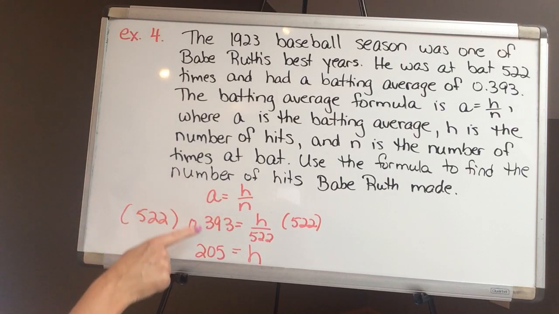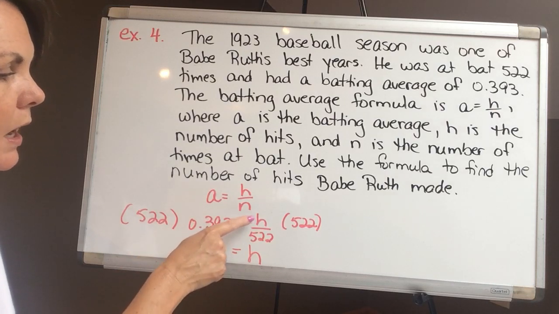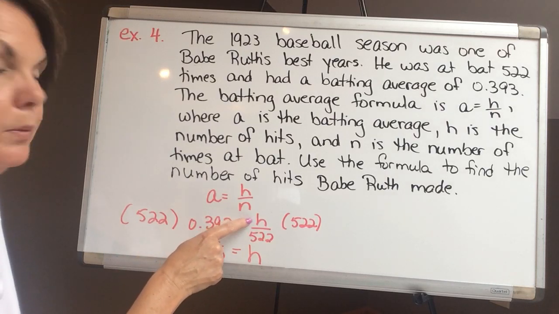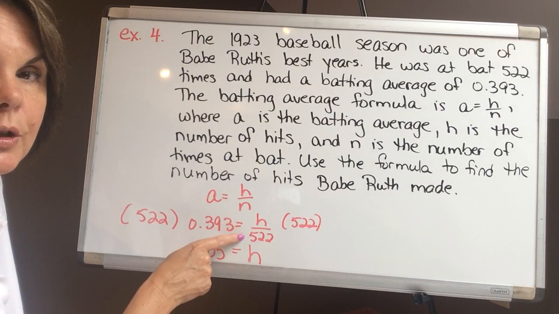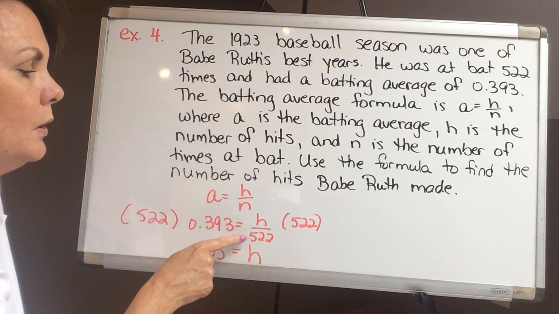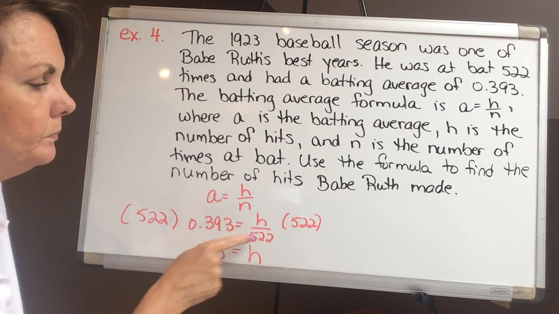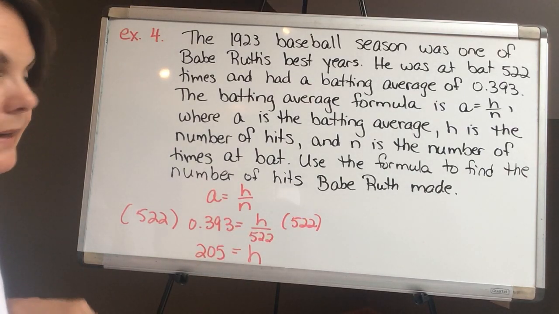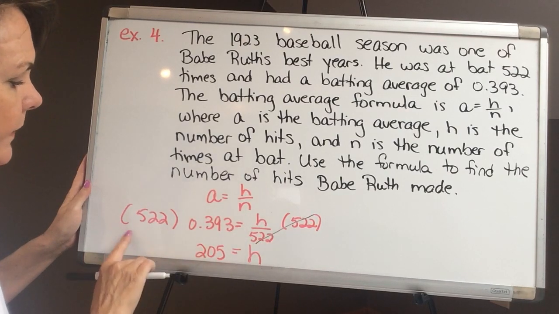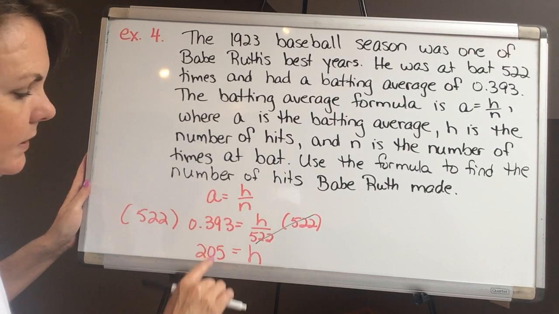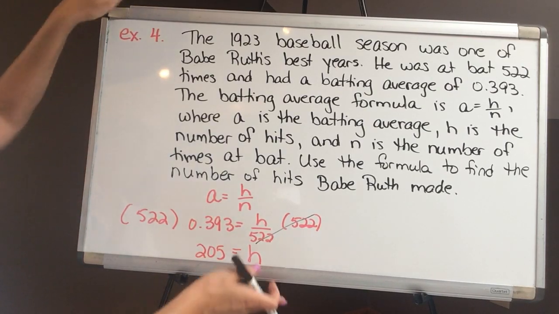We know his average is 0.393 equals, I'm looking for the number of hits, so I'm looking for the variable H, and I know he went to bat 522 times. So H is attached to the 522 through division, I want to multiply both sides, the inverse operation, by 522, and 522 times 0.393 means he got 205 hits that year.